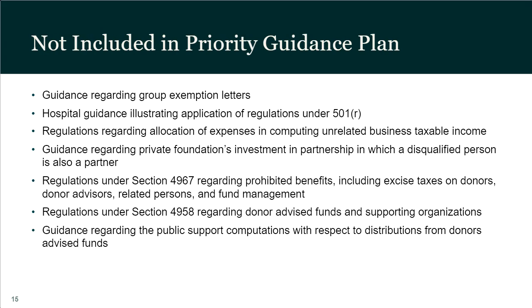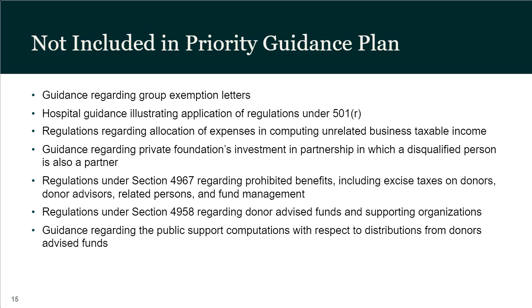Now, what's notable this year is that several projects that have appeared consistently in prior years were removed from the list. Don't take these omissions to mean that the IRS is no longer interested in these projects. Some of them were removed because they didn't really belong to those 5 key focus areas, but they may be added in the future priority guidance plan.